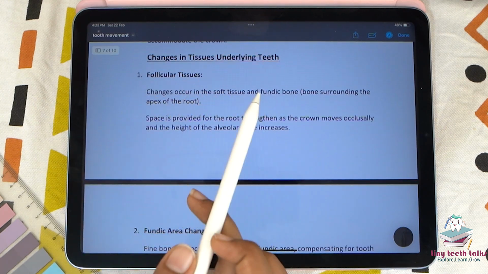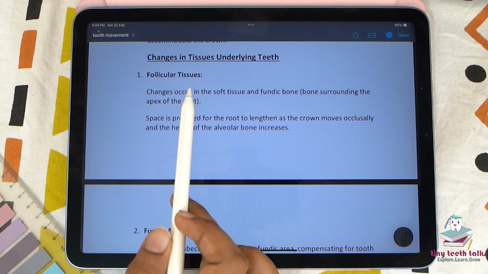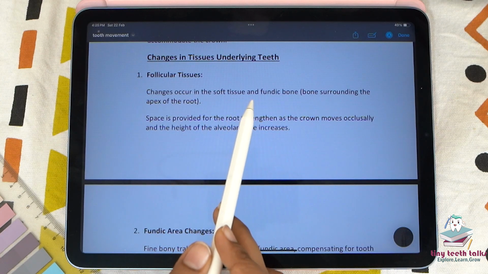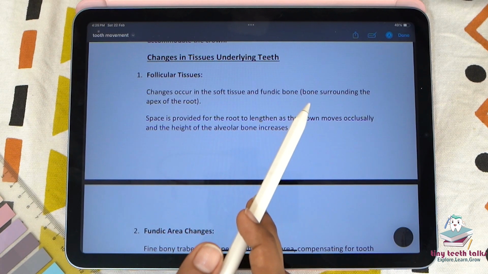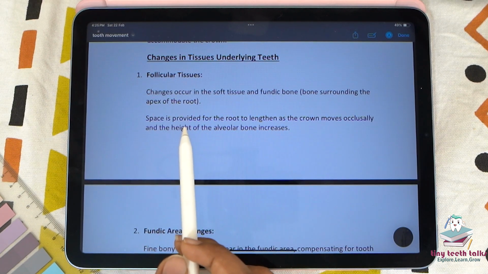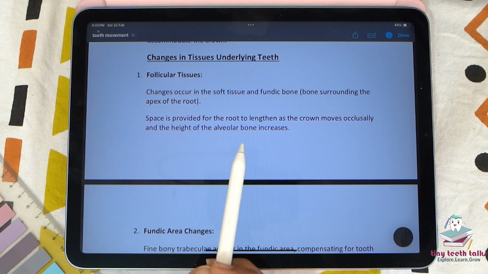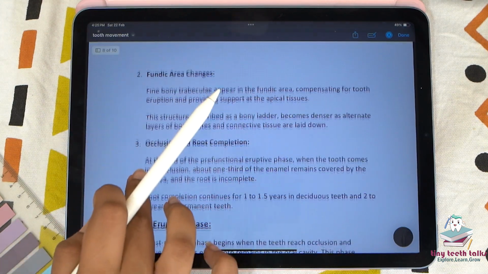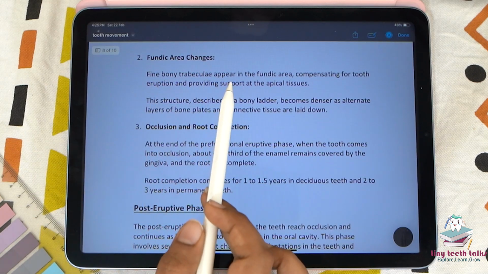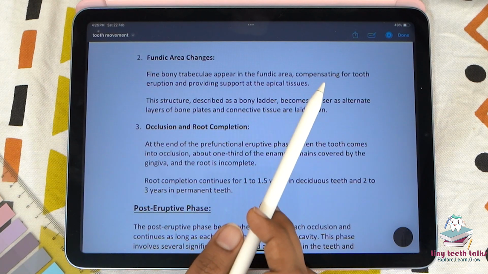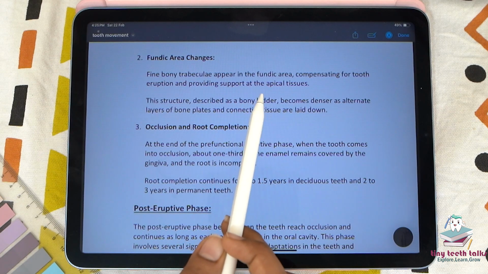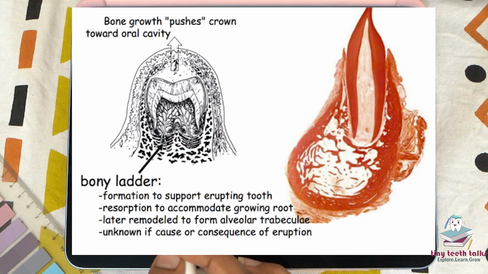Then changes in the tissue underlying the teeth. The first is the follicular tissue. Changes occur in the soft tissue and fundic bone, which is the bone surrounding the apex of the root. Space is provided for the root to lengthen as the crown moves occlusally and the height of the alveolar bone increases. Then fundic area changes. Fine bone trabeculae appear in the fundic area, compensating for the tooth eruption and providing support to the apical tissue. This structure, described as a bony ladder, becomes denser as alternate layers of bone plates and connective tissue are laid down.